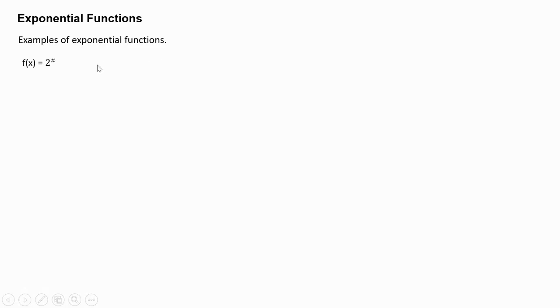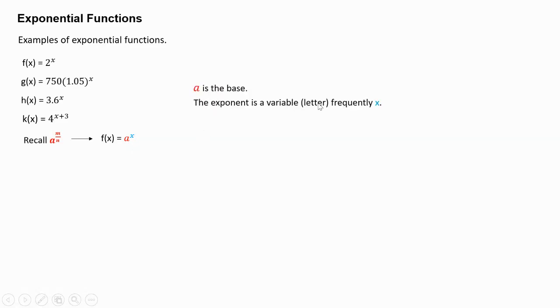These are examples of exponential functions. Again, these are examples of exponential functions. Every exponent, the power is going to be a variable. Now, how do we graph an exponential function? The exponent is a variable, a letter, frequently an x. So we have f of x equals a to the x. A has to be more than 0, or positive. So we're going to be graphing an exponential function.